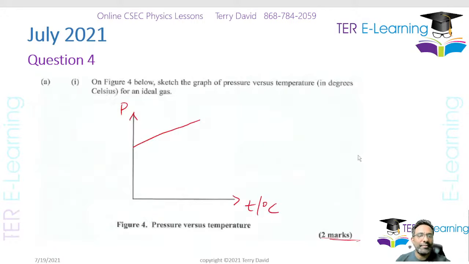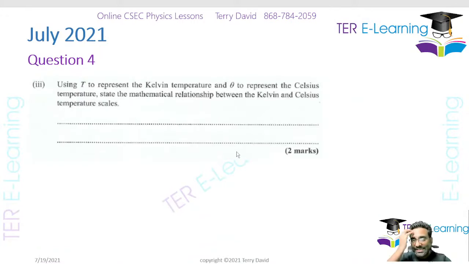So I know some of you all may have done this, P against T, and they did this wrong. Next part, they said using T to represent the Kelvin temperature and theta to represent the Celsius temperature, write the mathematical relationship. So when you have temperatures in degrees Celsius and you want to convert to Kelvin, all we do is add 273. That's all we do, add 273. So therefore the formula they want is this: T is equal to theta plus 273. Easy 2 marks here.